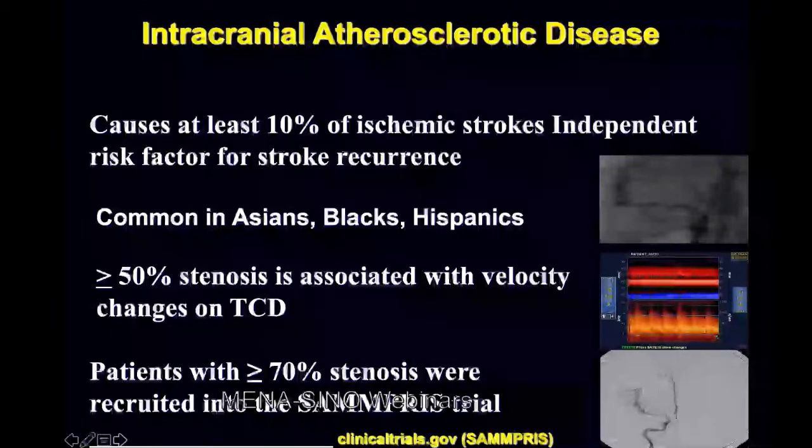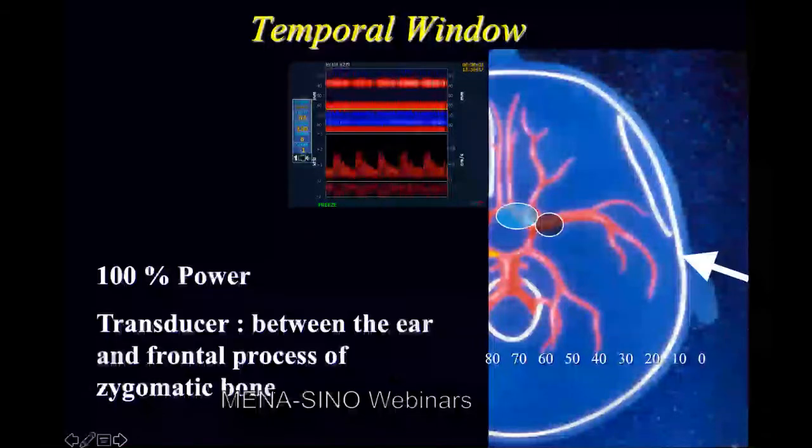Yeah, okay. So TCD very much relies on looking at intracranial atherosclerotic disease through the temporal window. Through the temporal window, you go 100% power, you aim at the temporal bone to look at the vessels, and you get the power M-mode. The M-mode is your roadmap to get a proper spectrogram. So you might insonate the MCA, ACA, terminal ICA, PCA, tail of the basilar sometimes. So you very much have a good look at the intracranial vessels through the temporal window.